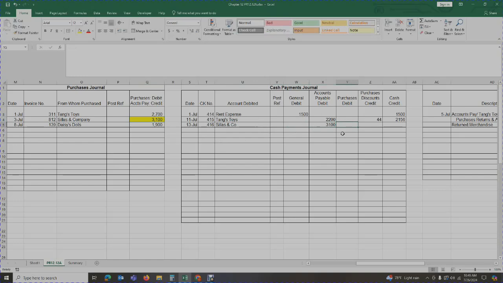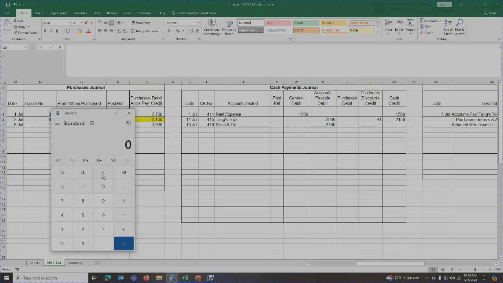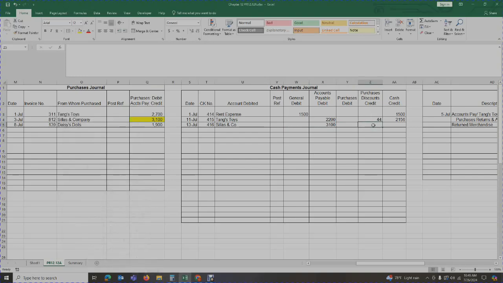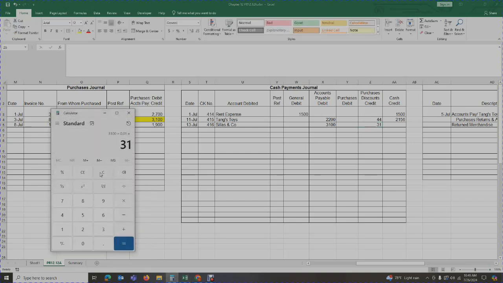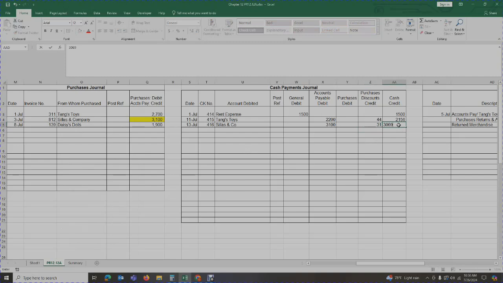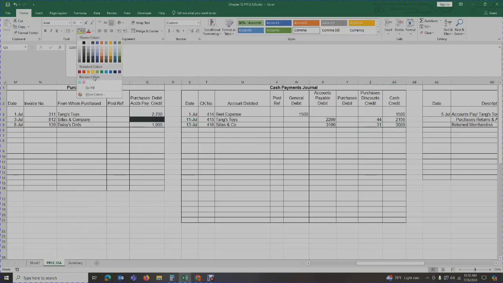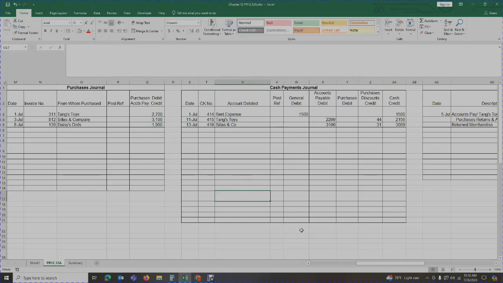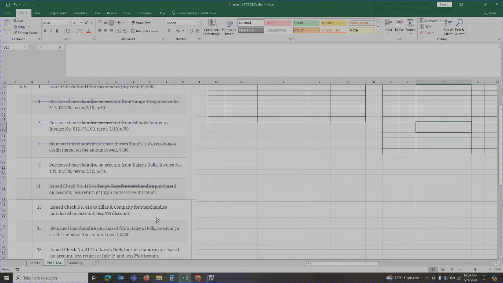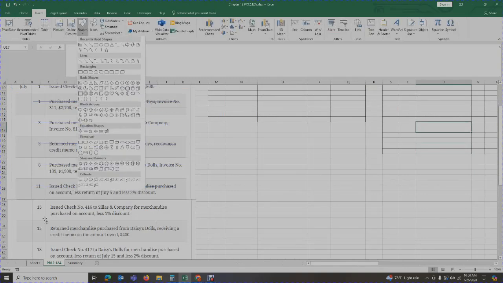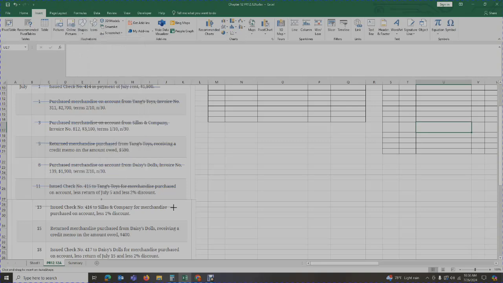Now we have a 1% discount, so we're going to get the $3,100 times the 1% discount. My discount will be $31, so we're going to put that under purchases discount of $31. And now we're going to get the amount that we owed, $3,100, minus my discount of $31. That means I'm going to end up paying cash $3,069. So that is my July 13th transaction. We've done that one.